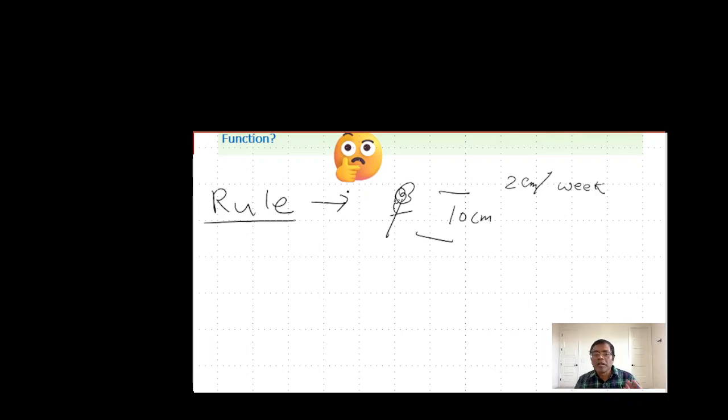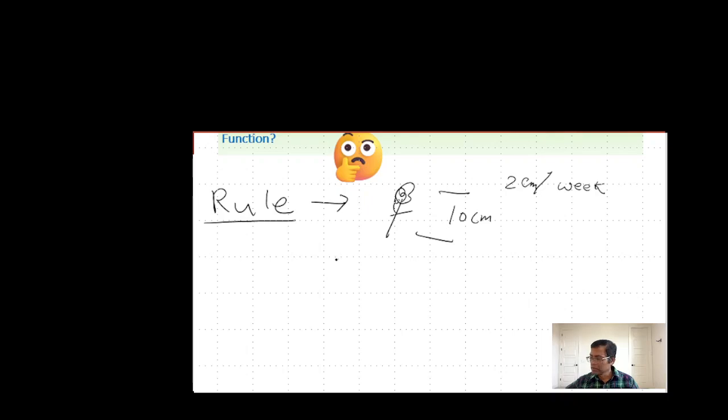There can be several other examples of a rule. For example, if somebody says convert kilometers to meters, the rule or the function is that whatever we want to convert from kilometers, we need to multiply by 1000. So to find out how many meters there are in 2 kilometers, the simple answer is 2 times 1000. That we call a function.